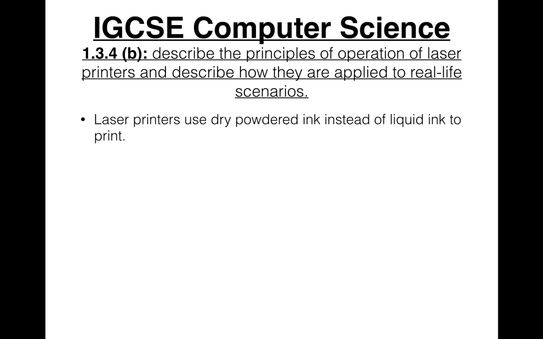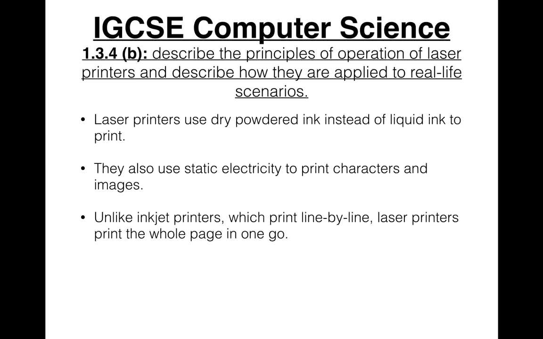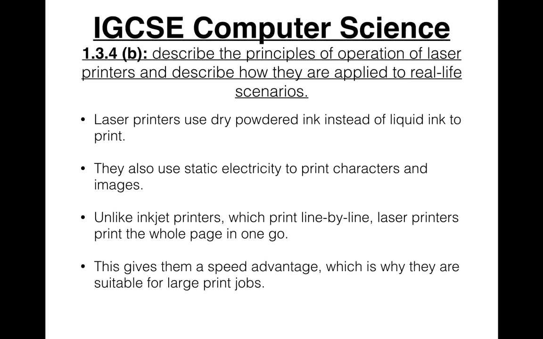Laser printers, as said, use dry powdered ink instead of liquid ink to print, like inkjet printers do. They also use static electricity to print characters and images. Unlike inkjet printers, which print line by line, laser printers print the whole page in one go. Whoa, that's pretty cool. This gives them a speed advantage, which is why they are suitable for large print jobs.